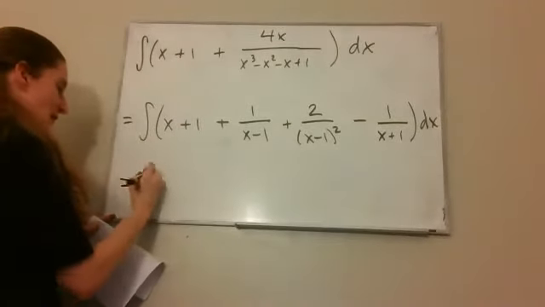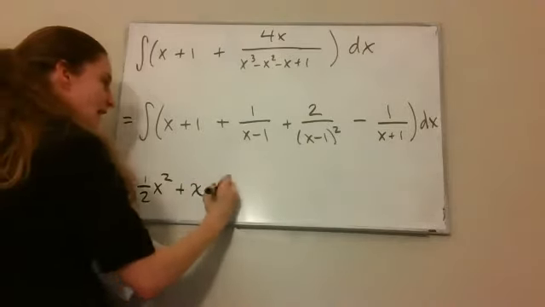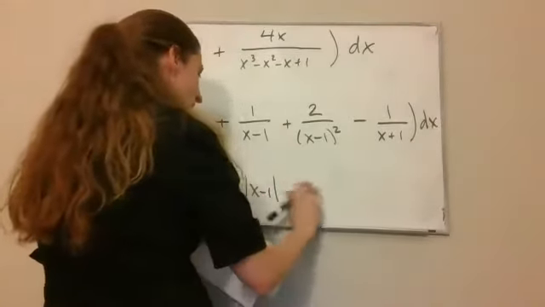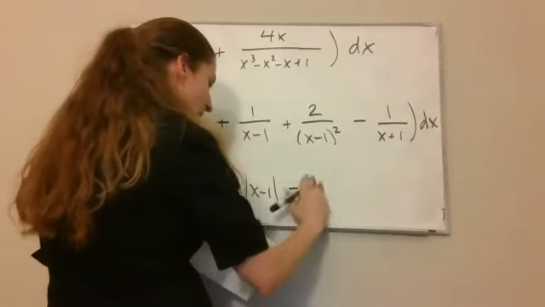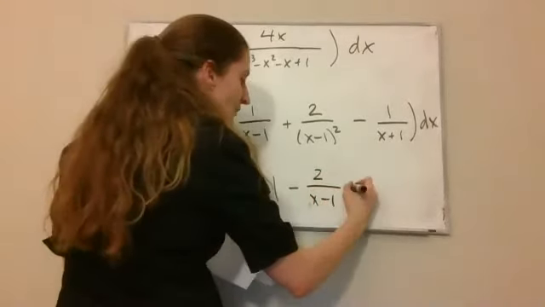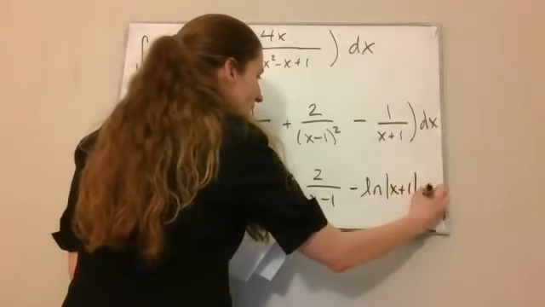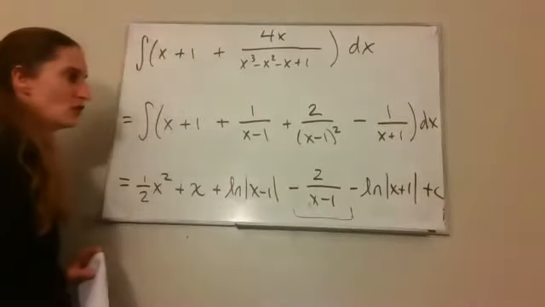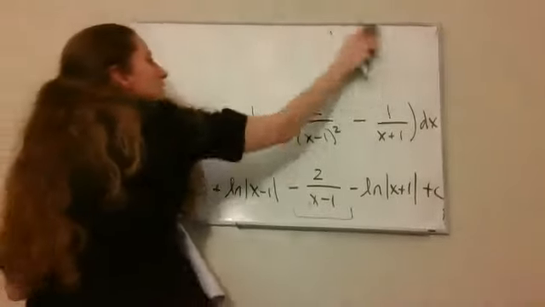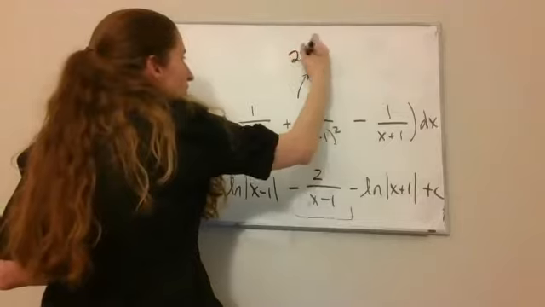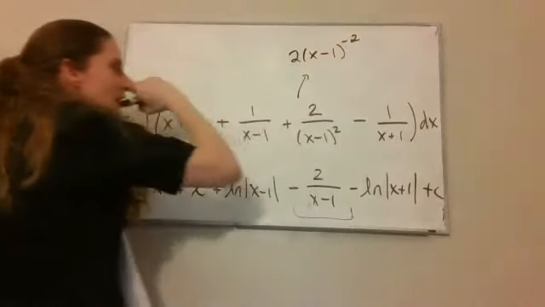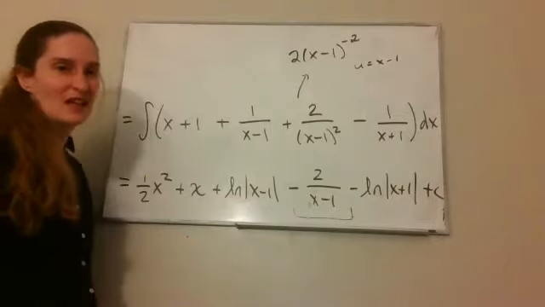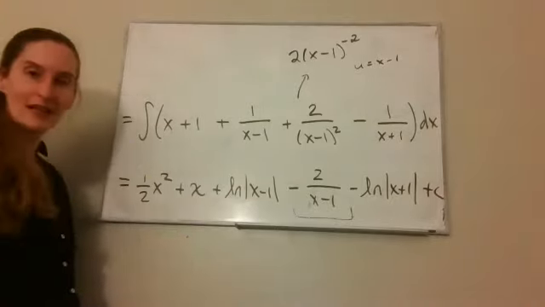Doing my antiderivatives here, I'm going to get a 1/2 x squared plus an x, a natural log absolute value of x minus 1. This guy will get me a -2 over x minus 1. And then my last one's a negative natural log absolute value of x plus 1 plus our c. If you need to see what happened on this term right here, where I got -2 over x minus 1, just know that I rewrote this one term as 2 times x minus 1 to the -2 power. I did a u substitution with u equals x minus 1. Du would be dx. And you just do a power rule with that guy. Plug the stuff back in and you should get right there.